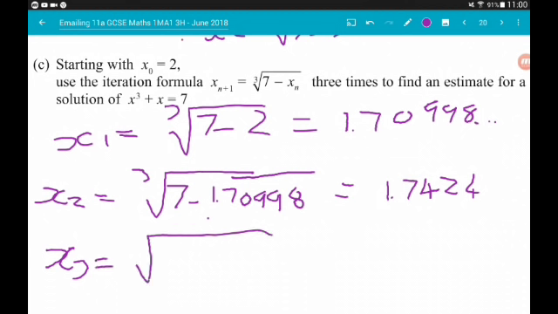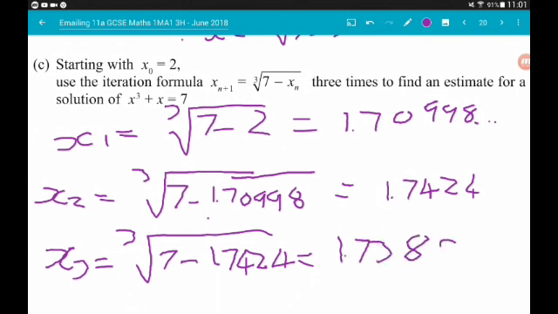is the cube root of 7 minus 1.7424, which gives us 1.738. So there we go, we've used the formula 3 times, that's our estimate.